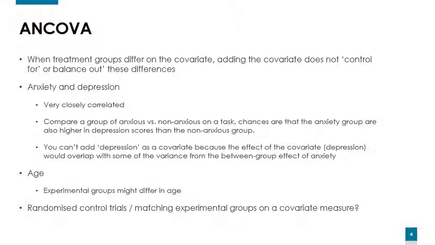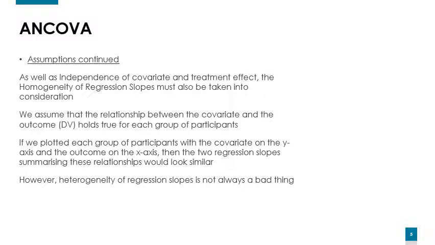How can we get around this? Well, we can look at things like randomised control trials, or we can try to match allocation to groups based on some sort of covariate measure. So we have to think about the independence of our covariates and treatment effects. We have to think about the homogeneity of the regression slopes.